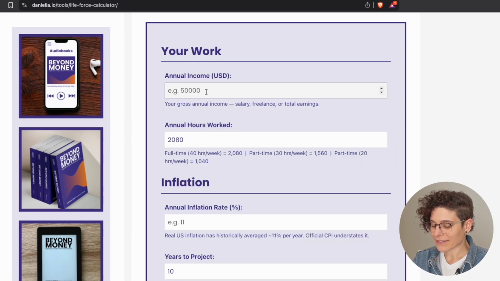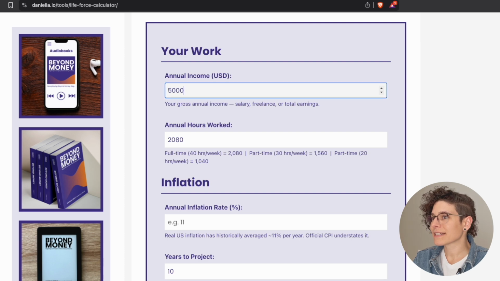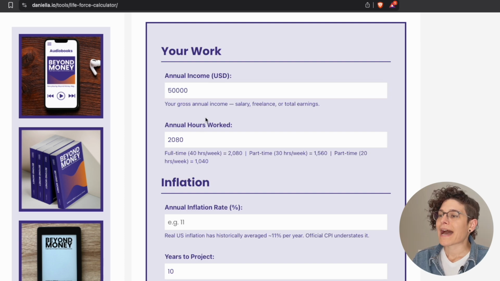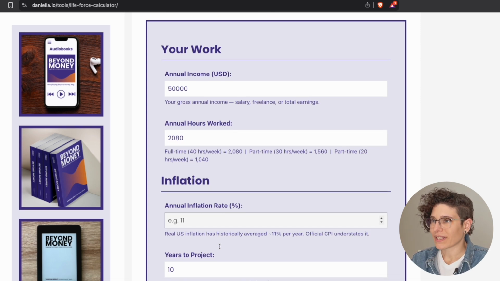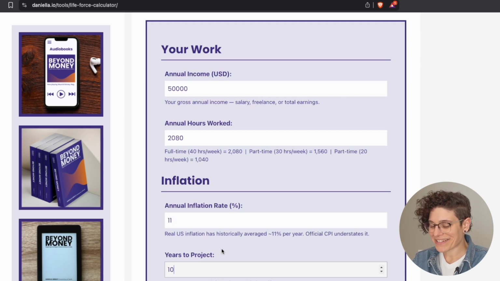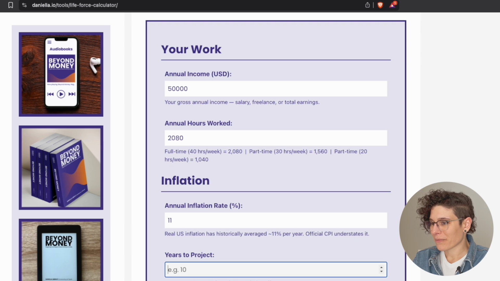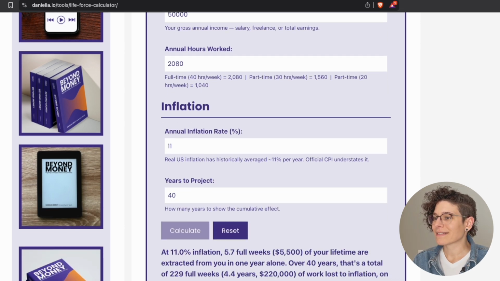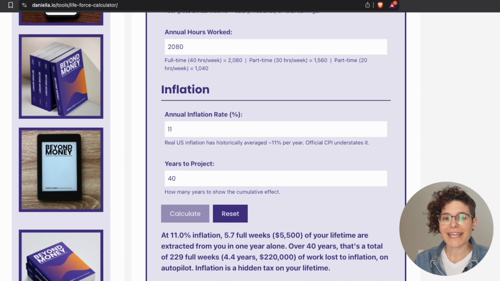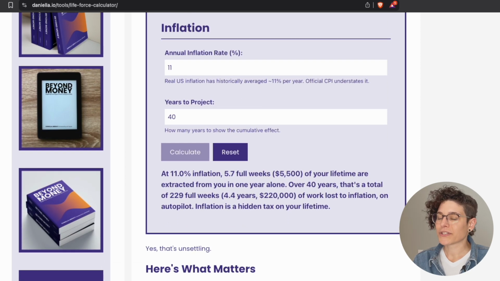So here we're going to enter our income, whatever it is. Let's say that's our example, how many hours we work annually. So the tool gives you some examples here, but let's just stick with the full time. What is the annual inflation rate? Probably 11% or more. And then the years that we want to project. So I'm going to put 40 because that's how many years people usually work. And then we click calculate to see how many years have been taken from us essentially due to inflation.